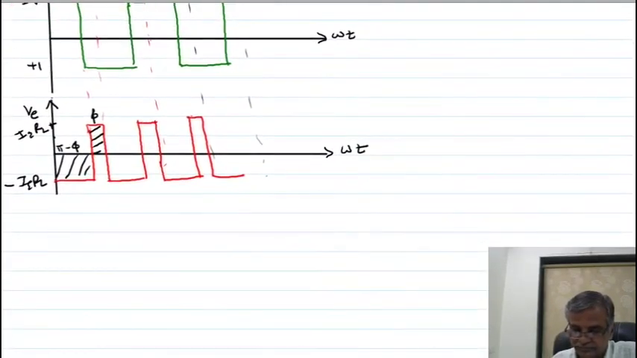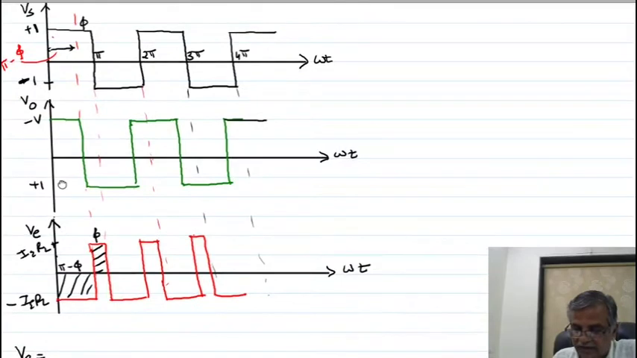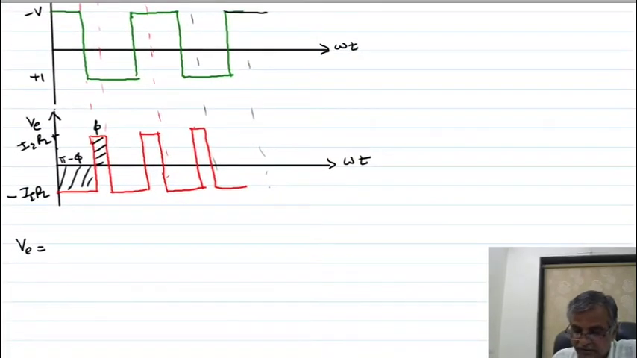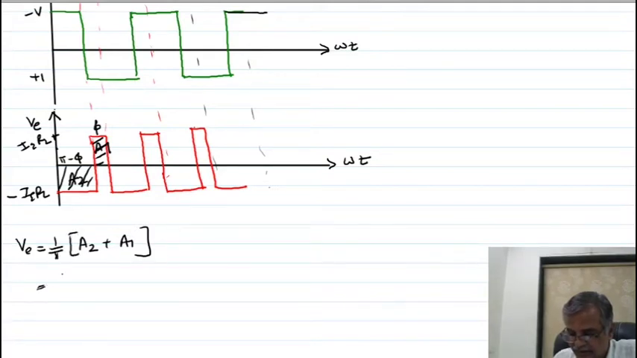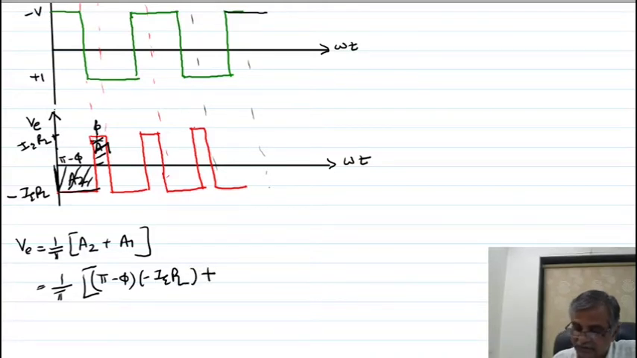So the average value of the output voltage from 0 to pi is the area covered by these two. So it is the area of these two. For the average value, I can write 1 upon pi. The area is: this value is pi minus phi, and this value is minus IRL, plus, this value is phi, and this value is plus IRL.